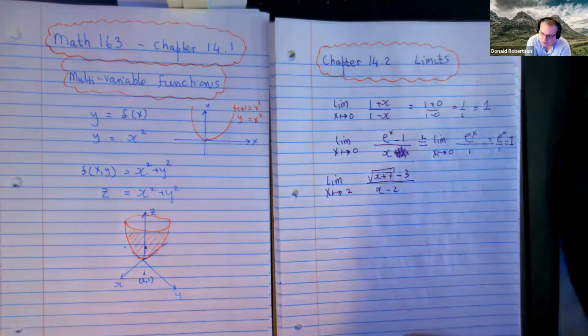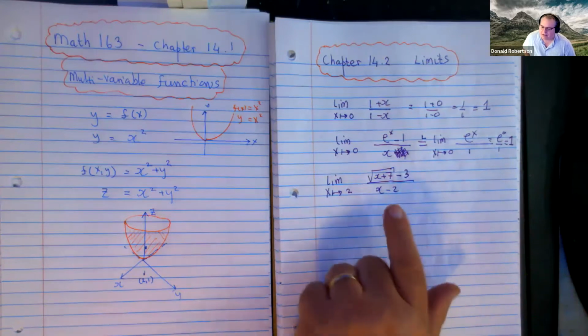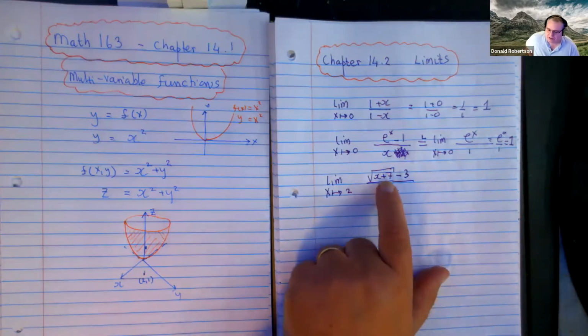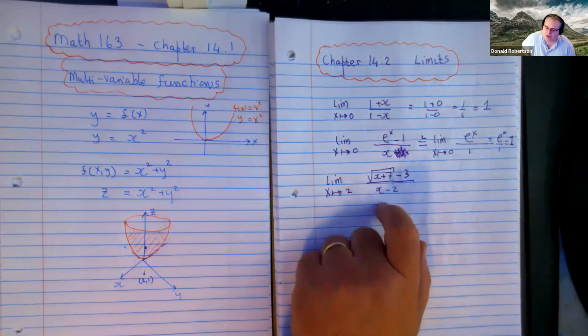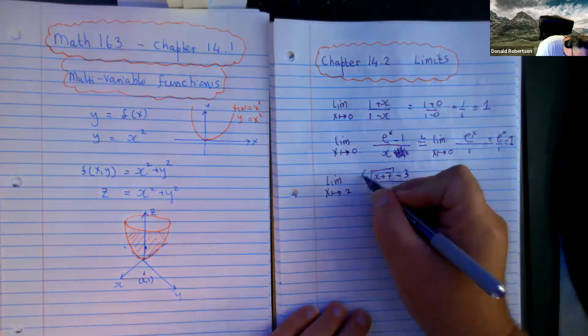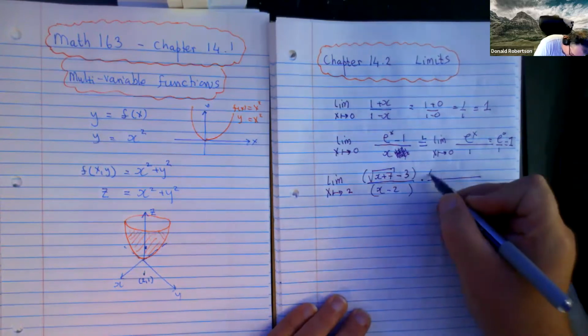If you ever get a limit with a square root in it, as we have here, L'Hôpital is probably not going to be a good move, because with L'Hôpital you differentiate the top and bottom. Would you agree that differentiating square roots tends to generate bad things? So you try and avoid L'Hôpital when you see square roots. What you're going to do instead is a totally different technique called the conjugate method.